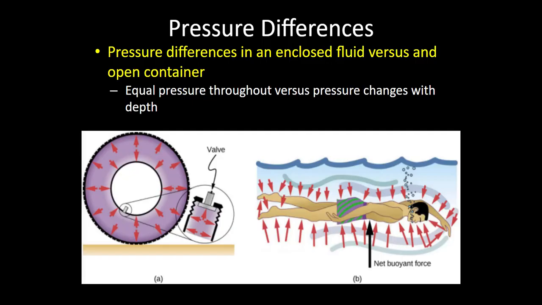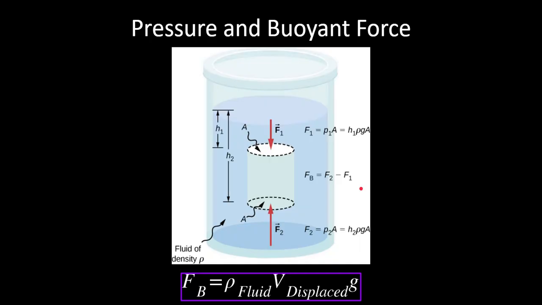Pressure differences. Inside a closed container, the pressure is equal throughout. When you go beneath the surface of the water, as you go deeper, the pressure increases. So the pressure above you is less than the pressure below you. And this is what we call the buoyant force, a pressure difference. So in a trapped container, you don't have a pressure change. In an open container, you do have pressure changes, and we call that the buoyant force.